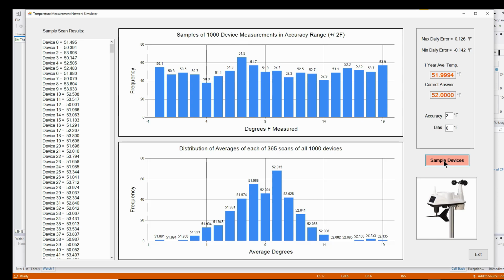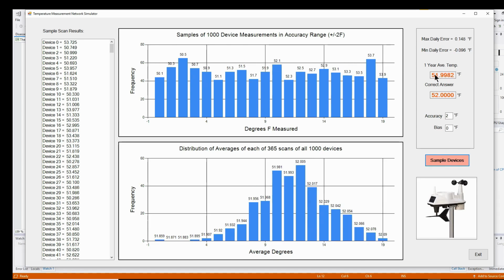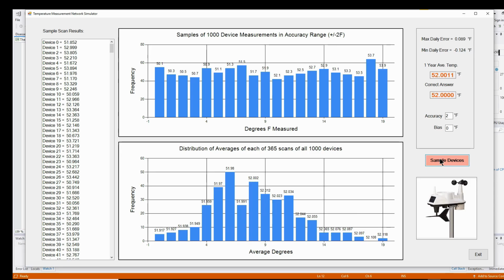Now, what I can do is hit this again and try another set of 365 samples of 1,000 devices. And the answer is, again, very accurate. You can see my maximum errors are plus or minus about 0.1 again. Here is a little less accurate, but still 0.002 degrees accurate. And I do it again, 0.001 off.